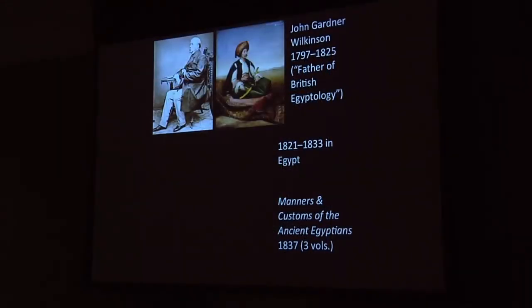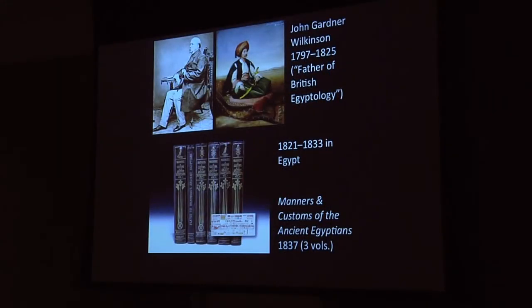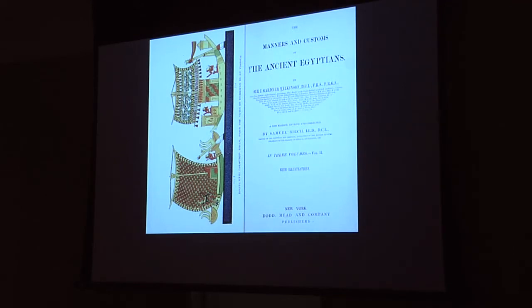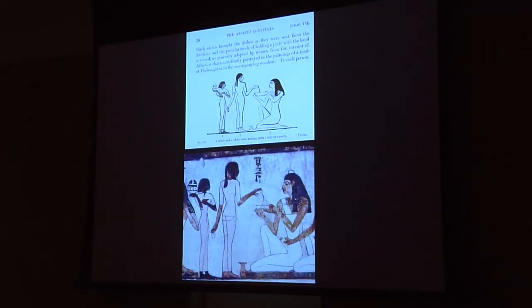Other giants of the early years, Gardner Wilkinson, for example, in the 1820s, was in Egypt, and his groundbreaking Manners and Customs of the Ancient Egyptians brought many, many reliefs and paintings to the larger world, often in beautiful color. Here's one from the tomb of Rekhmire, where he's got some of it right, not all of it right, but by comparison you can see how well he did or how poorly he did.